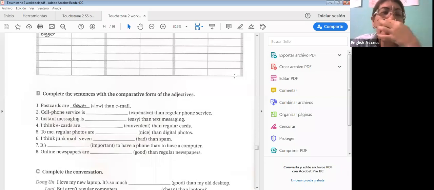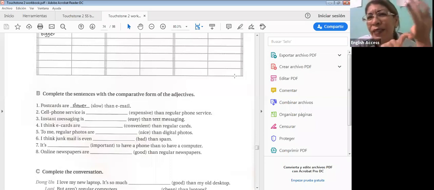Remember, we have the WhatsApp group. If you have questions, if you don't understand something about the grammar, you can send me a text message. Ask me, teacher, I don't understand this part.